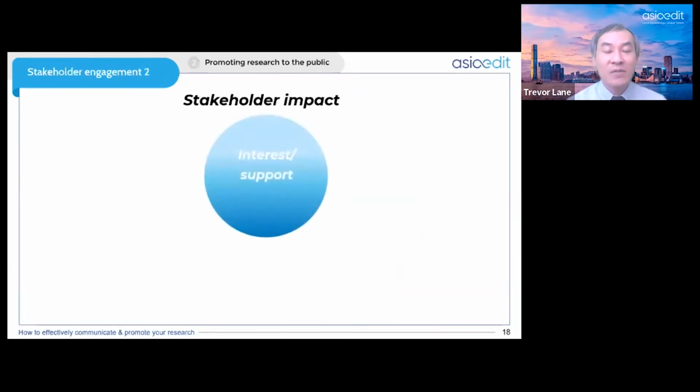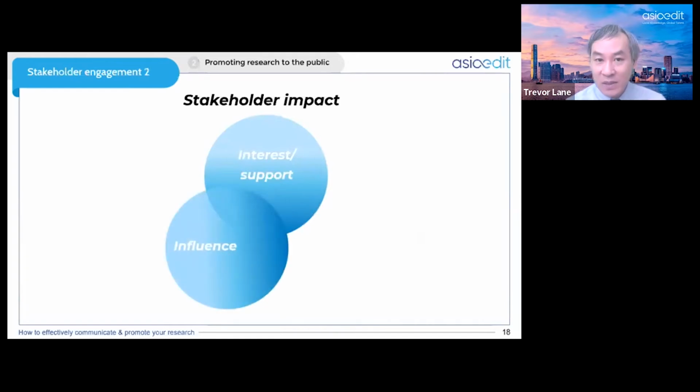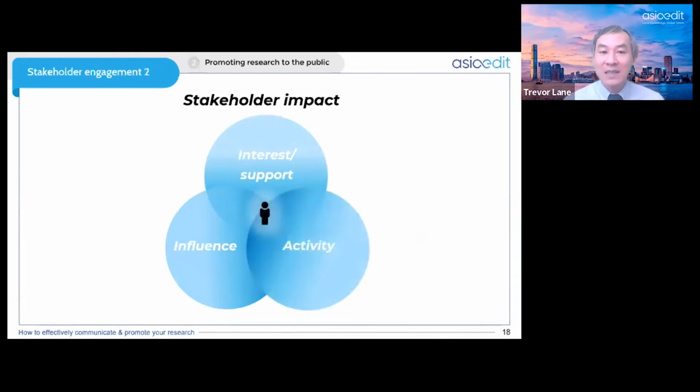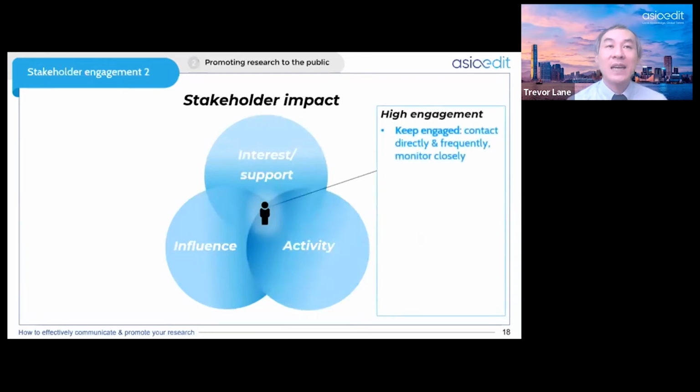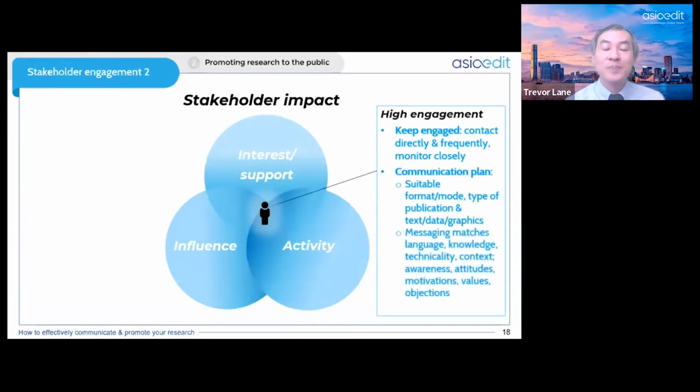So for the stakeholder impact, find people who really are interested and will support your ideas and have influence, but aren't too busy, so they're still active. So find that right blend, and for those people, you would target the most and have high engagement, keep them engaged frequently with the information communication plan that suits them. So the types of document that they read, the language that they will understand, the context, the attitudes of that person, and then you can tailor your work and it will be more effective in having an onward effect.